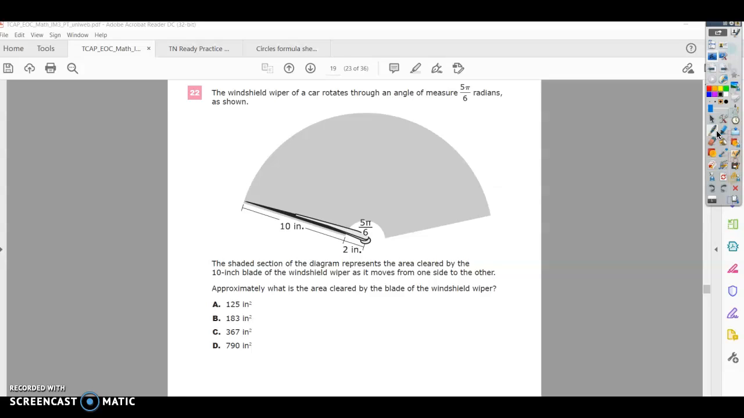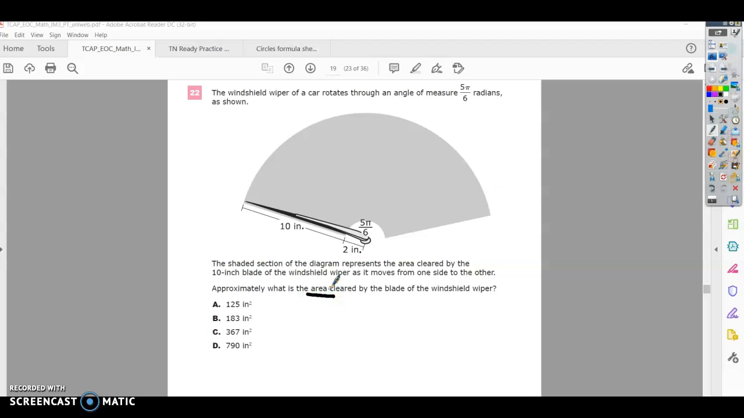radians as shown. The shaded section of the diagram represents the area cleared by a 10-inch blade of the windshield wiper as it moves from one side to the other. Approximately, what is the area cleared by the blade on the windshield wiper? So we're looking for the approximate area.